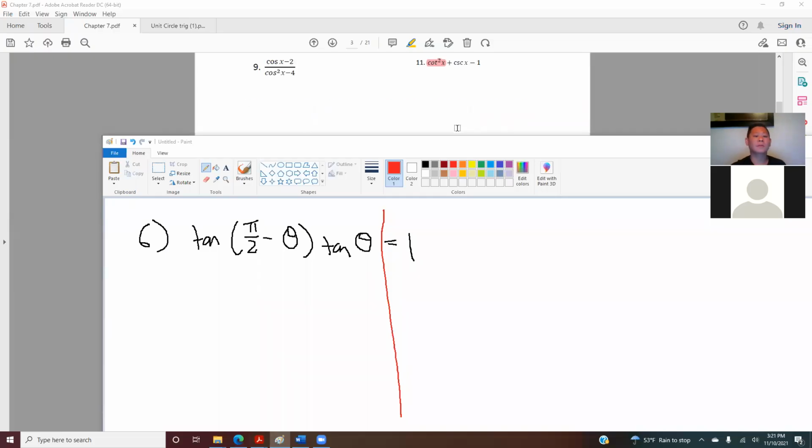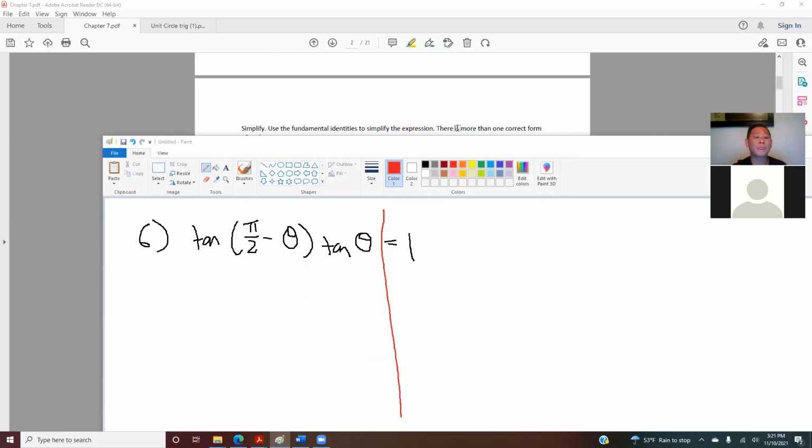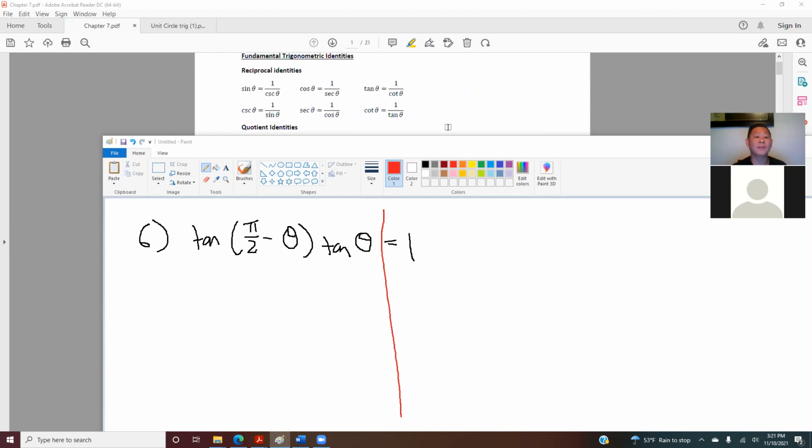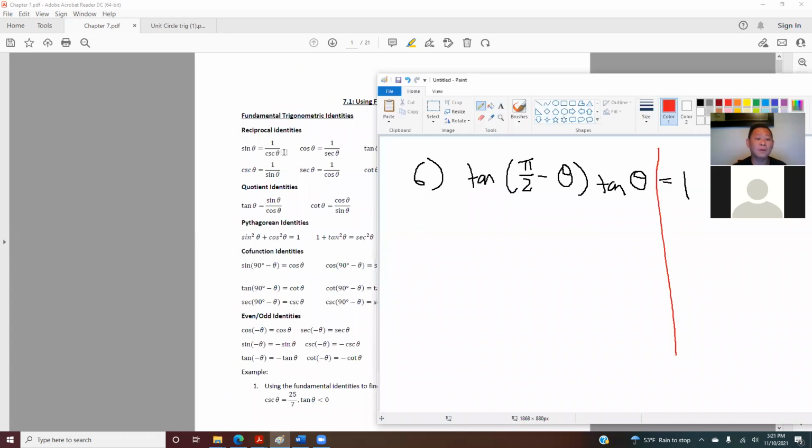Oh my God. So we did use a lot of the reciprocal, the quotient, and the Pythagorean identities. We use these a lot, but we never use this one. Once you see something like this, where you have pi over 2 or 90 degrees, this is where the cofunction identity is used. Again, pi over 2 is the same thing as 90 degrees in radians.